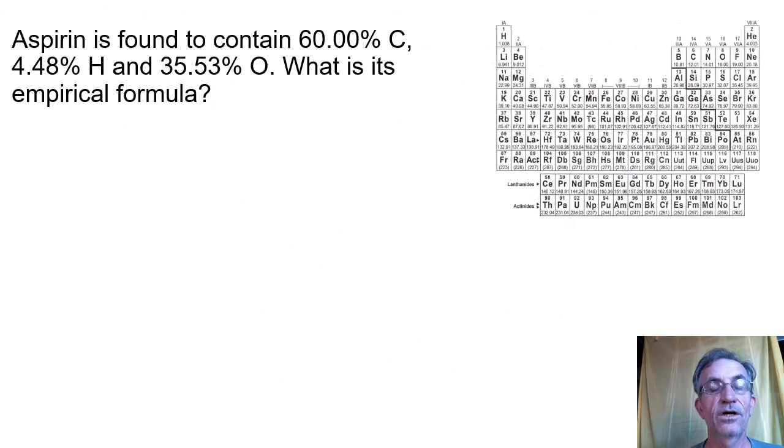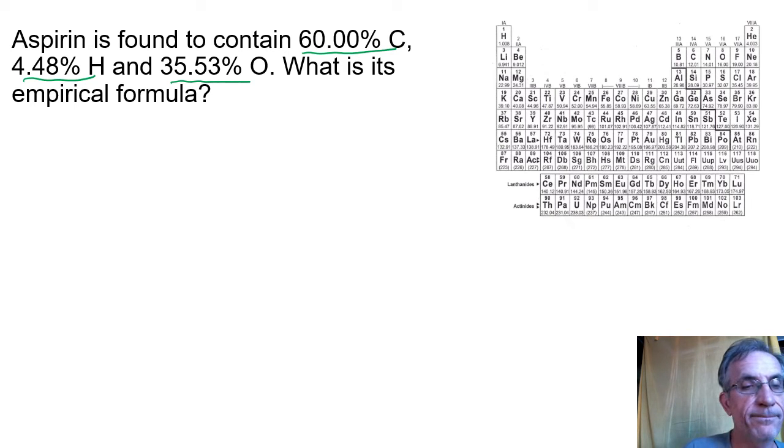Okay, let's do one more where we're trying to find the empirical formula. This one says aspirin is found to contain 60% carbon, 4.48% hydrogen, and 35.53% oxygen. What is the empirical formula? Take those numbers, make them a formula. Give me the subscripts. All right, step 1, percent to mass.